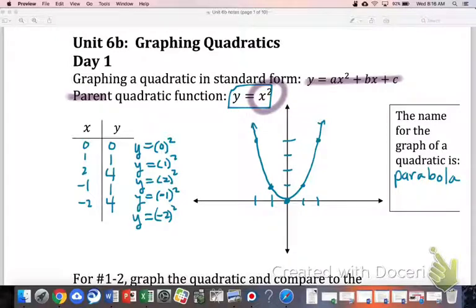I will say that to graph a parabola, plotting points is going to be really slow and perhaps really frustrating. And so I'm going to show you a little bit of a different way of graphing these. I want to point out a couple of other things.